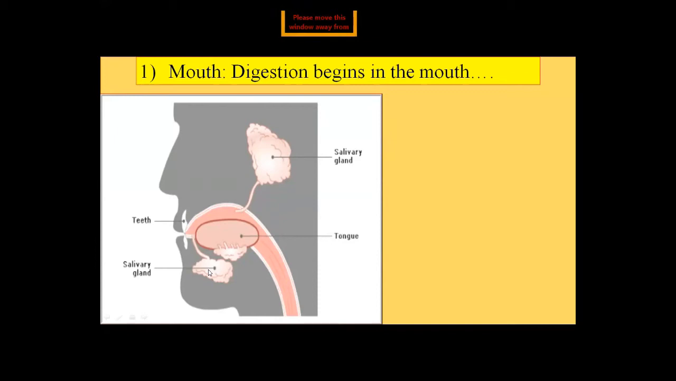Then it mixes with the liquid in our mouth, which comes from the salivary glands. The saliva turns food into a paste. It makes the food soft and wet. Our tongue helps to mix the food with the saliva. It pushes the food to the throat.